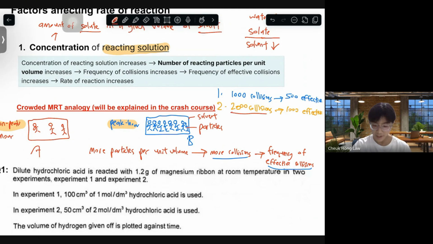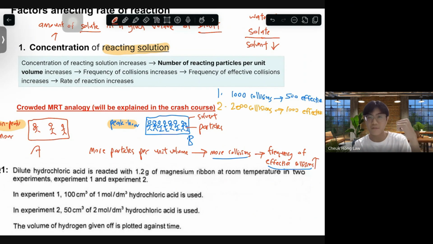Because when I have 2,000 collisions, I have 1,000 effective collisions. But when I have 1,000 collisions, I only have 500 effective. So they're also directly proportional. The more collisions you have, the more chance you will have more effective collisions also. Okay, so that's the linking.